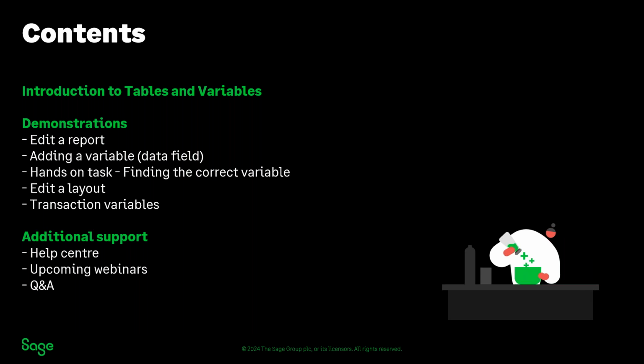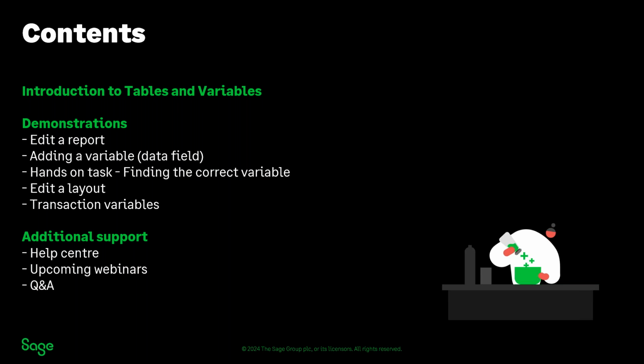Right, this is what we're going to be covering in this session today. So a little bit of an introduction to tables and variables. We'll then just get stuck into a handful of demonstrations showing you different aspects of that. I've got a hands-on task in the middle of that as well. So getting you to find the correct variable to pull certain information onto your layouts or reports. So watch out for that section. Just in case you're drifting off or you get interrupted, we'll bring you back on board and try and engage with us a little bit at that point.